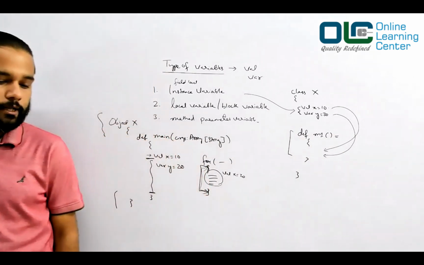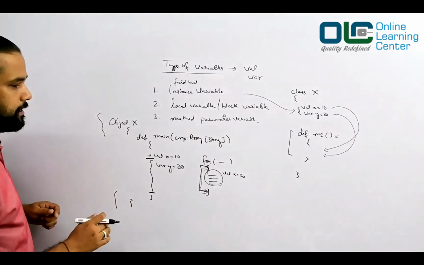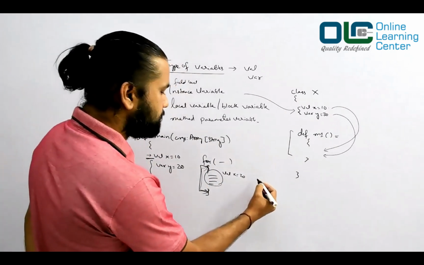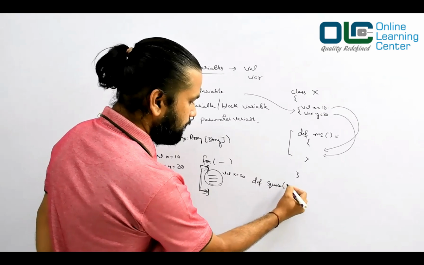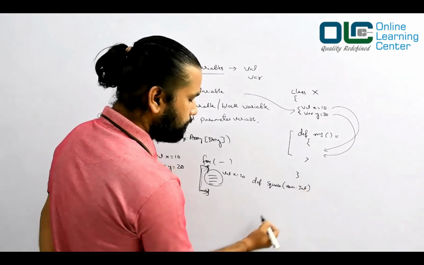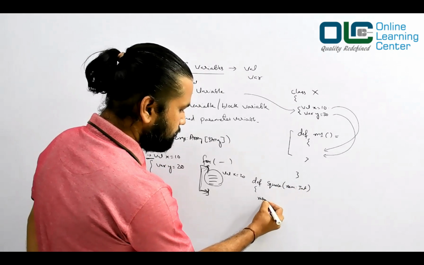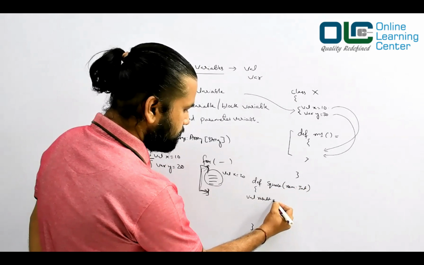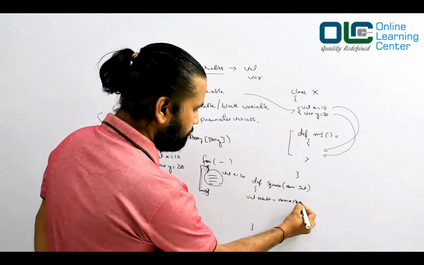Now, however, if you return the value from a method to a caller, then its value is passed outside. So, for example, let's say I have a method, say find square. Let's say def square, and I'll get num of int type. And I'll say result. Well, result is equal to num into num, right?